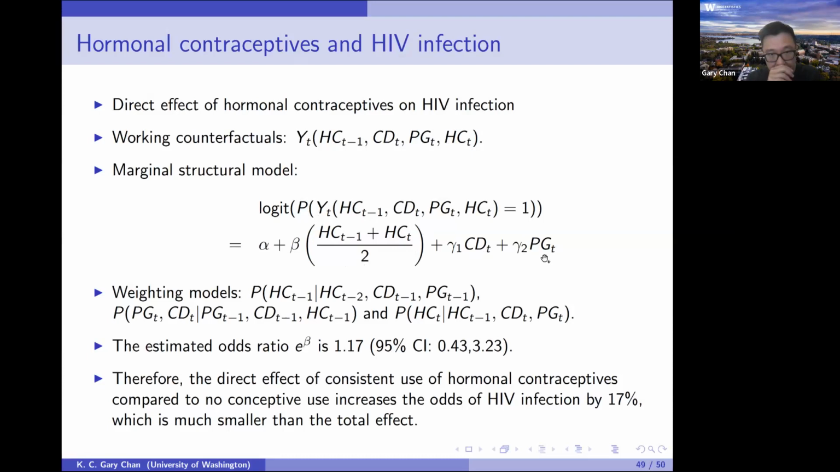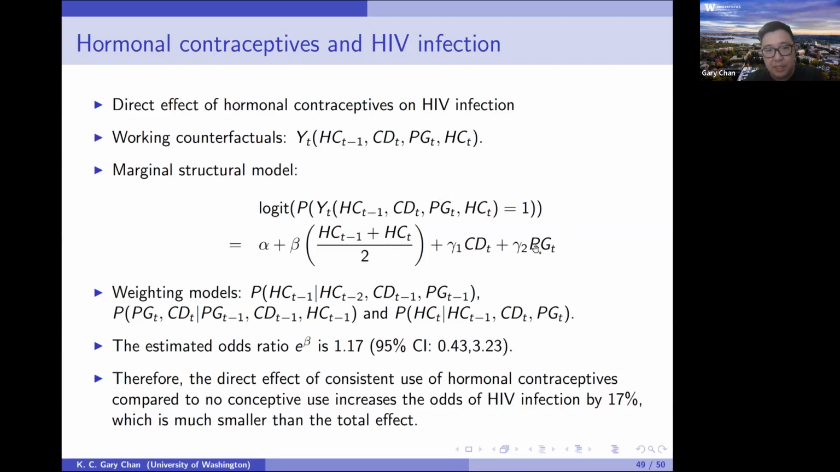The weighting model is more complicated because now we have to deal with four things in the working counterfactuals, so you have to randomize four things, right? We can group these two into a single category, but still we have more complicated weighting models. But nonetheless, we can still propose models and then do the weighting. Then we use this marginal structural model in the weighted GEE with the weights.